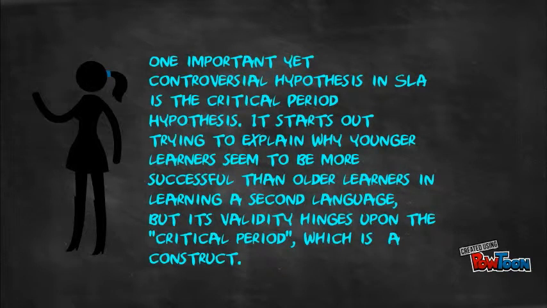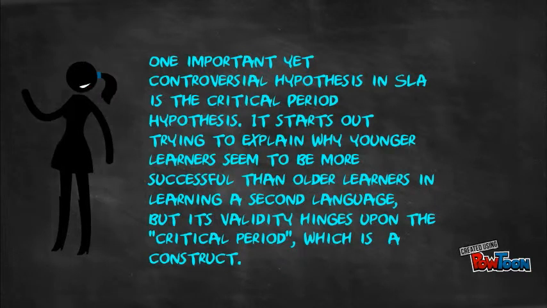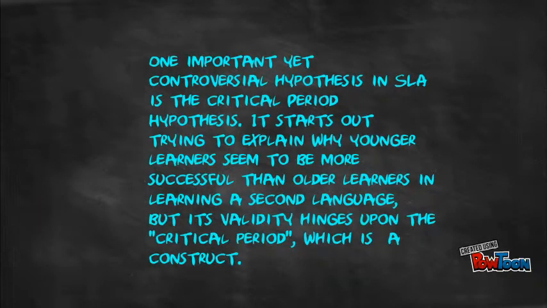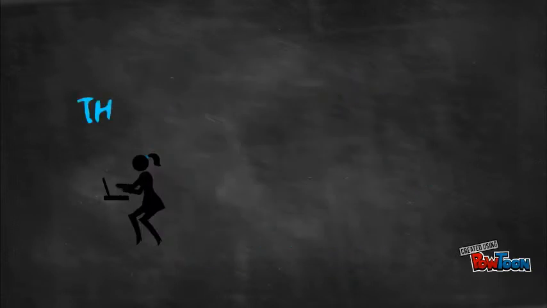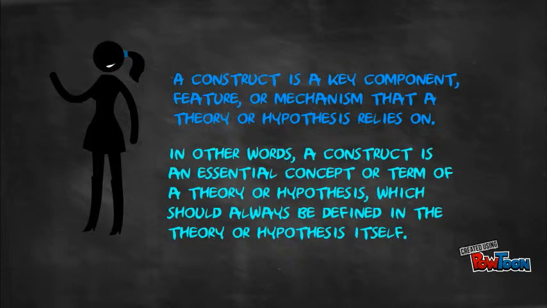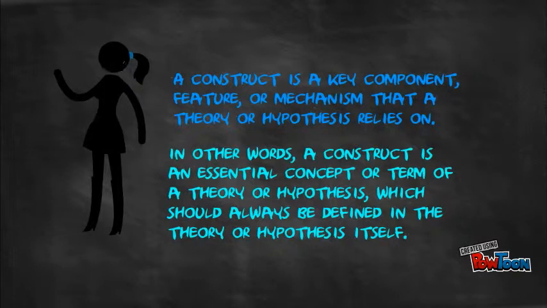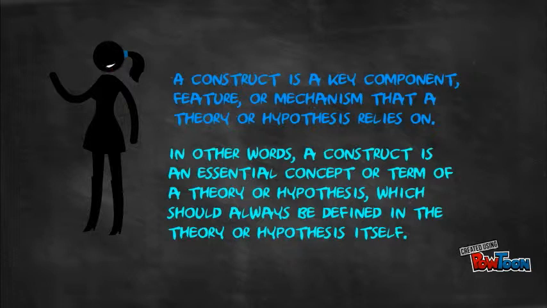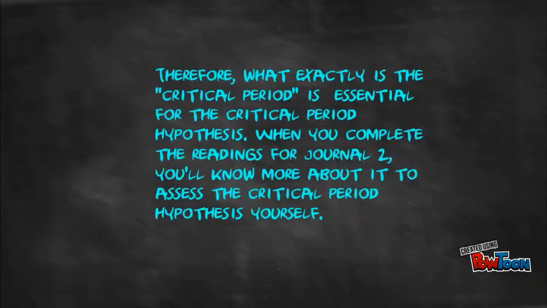Then, what is a construct? A construct is a key component, feature, or mechanism that a theory or hypothesis relies on. In other words, a construct is an essential concept or term of a theory or hypothesis, which should always be defined in the theory or hypothesis itself. Therefore, what exactly the critical period is is essential to the critical period hypothesis. When you complete the readings for Journal 2, you will know more about it to assess the critical period hypothesis yourself. Here is a summary of what we just talked about.